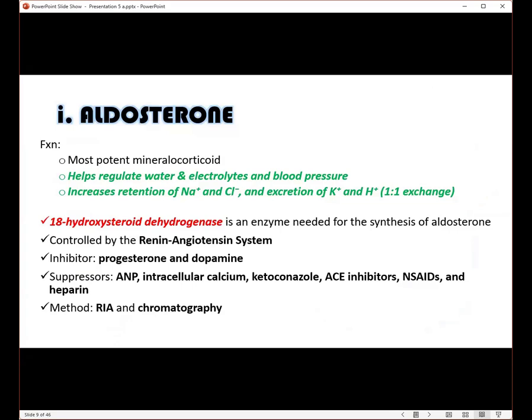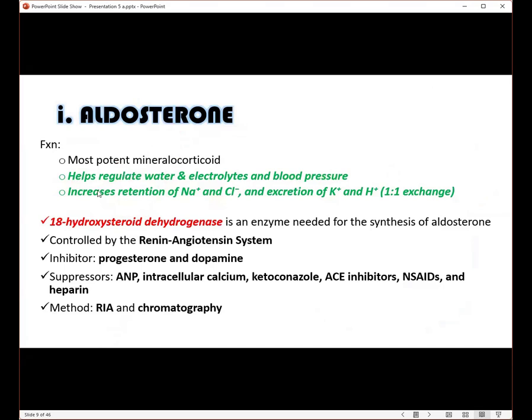Let's talk about the different hormones produced by our adrenal glands. First we have aldosterone. Aldosterone is the most potent mineralocorticoid. Its main function is to help regulate water, electrolytes, and blood pressure.